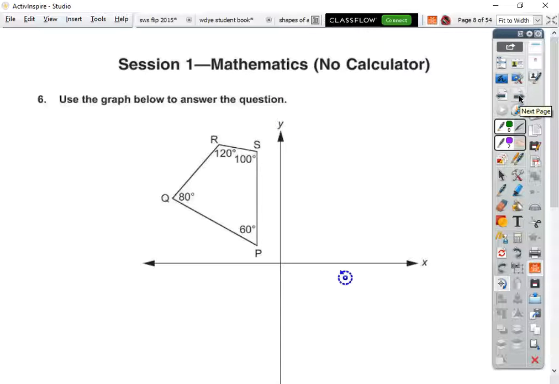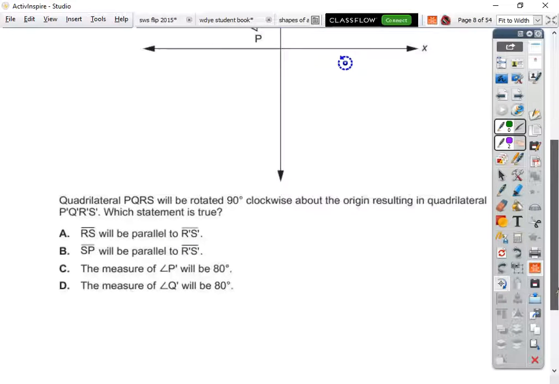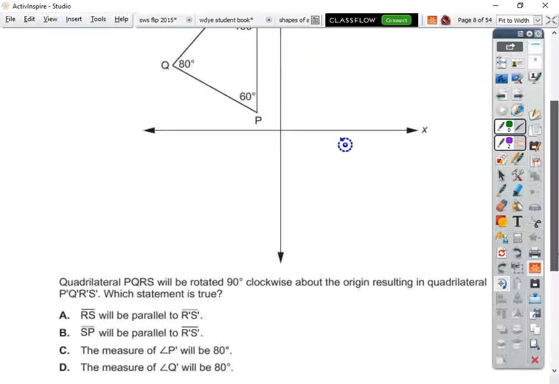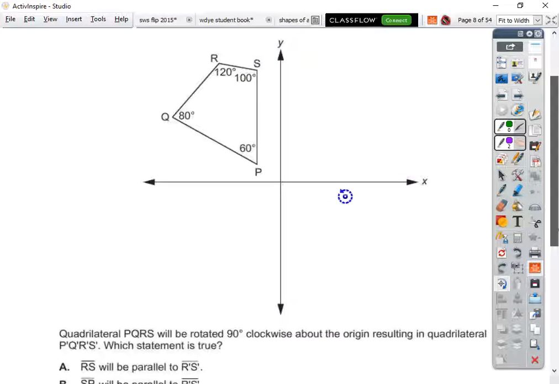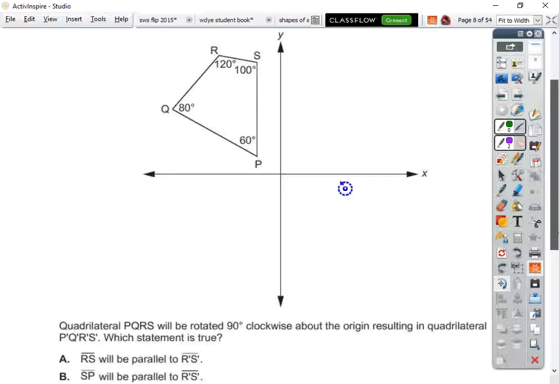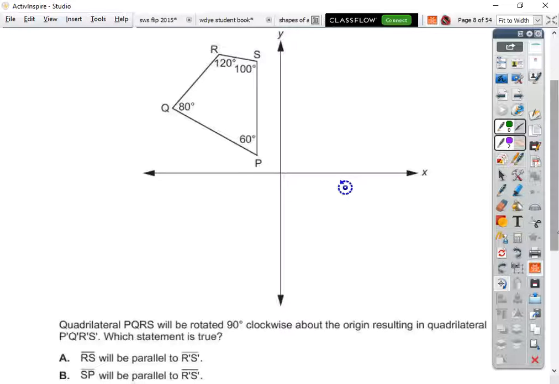All right, 6. Use the graph below to answer the question. Quadrilateral PQRS will be rotated 90 degrees clockwise about the origin, resulting in quadrilateral P prime, Q prime, R prime, S prime. Which statement is true? Okay. First, RS will be parallel. Well, RS cannot be parallel.